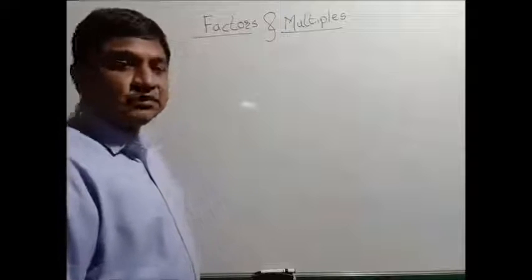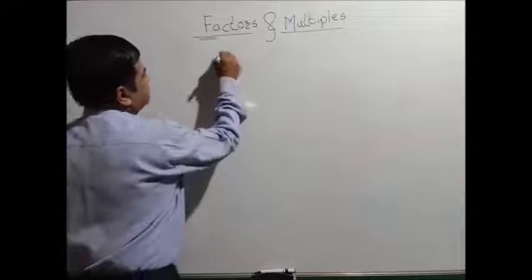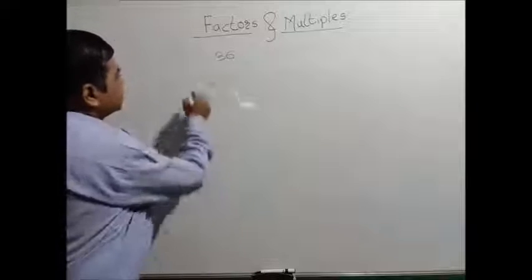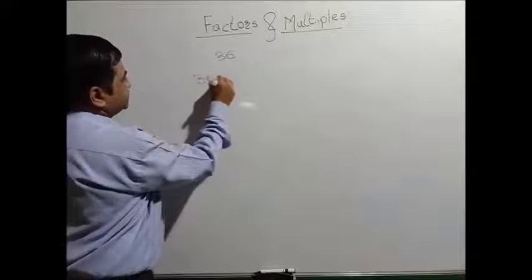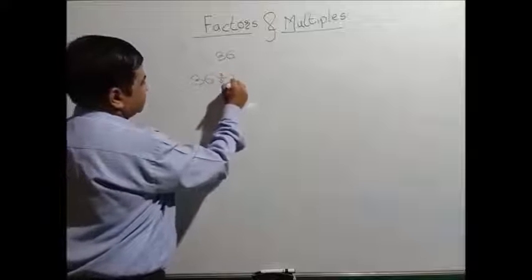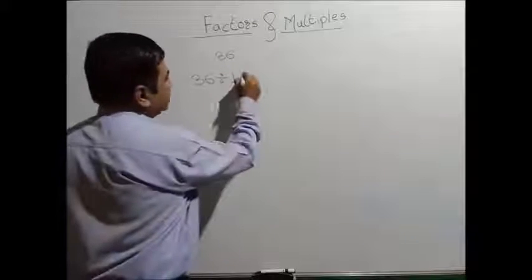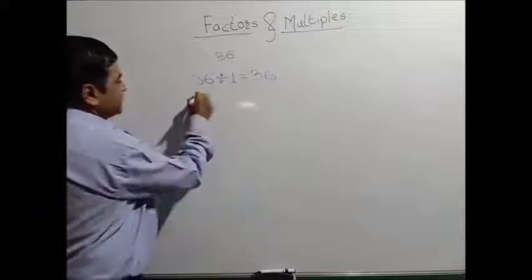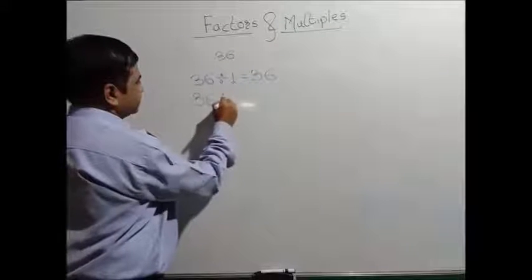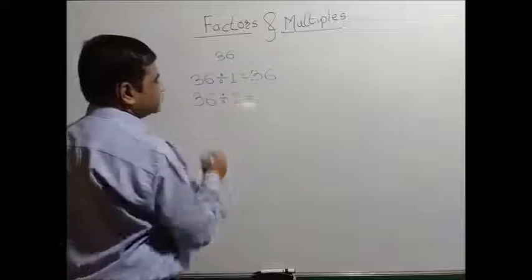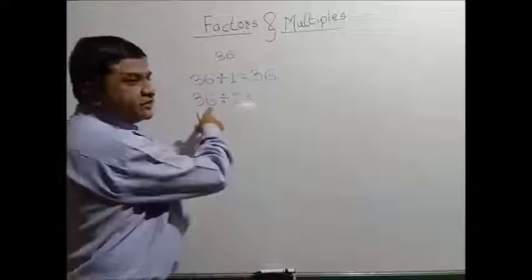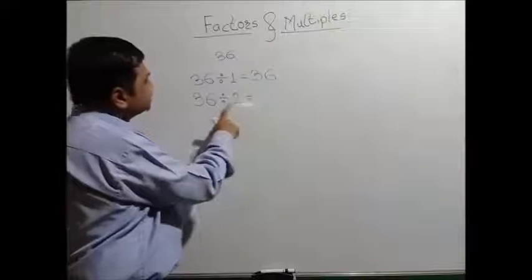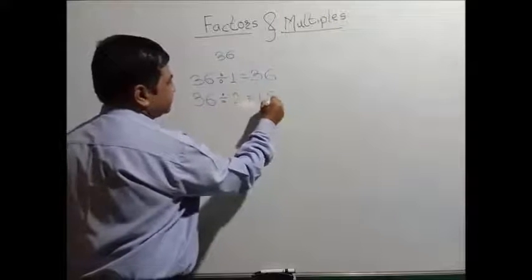Let us take an example of a number, say 36. Now, to find the factors of 36, we will start by dividing 36 by 1. If I divide 36 by 1, I will get 36. Okay, let's try to divide 36 by 2. If I divide 36 by 2, naturally there is a 6 at one's place, so the number is divisible by 2. So I will get 18.